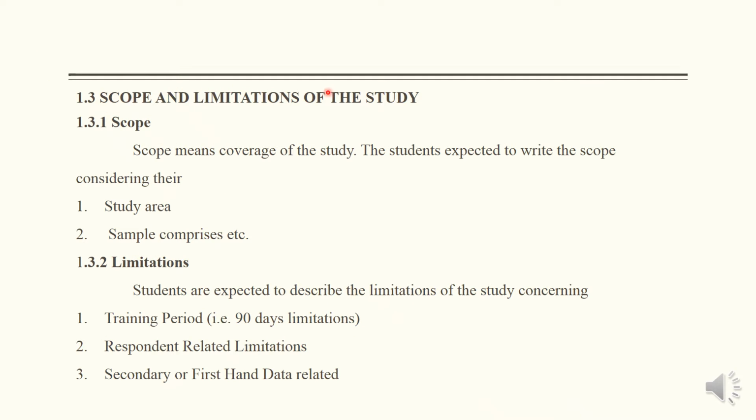Scope and limitation of the study. Scope. Scope means coverage of the study. The student is expected to write the scope considering their study area. For example, the sample comprises, etc. Limitations. Students are expected to describe the limitations of the study concerning: one, the training period of 90 days limitation; second, respondent related limitations; third, secondary versus first-hand data related limitations.